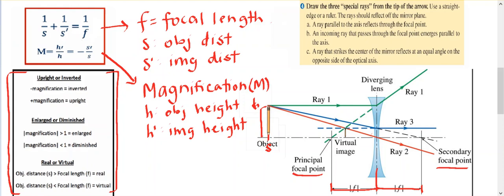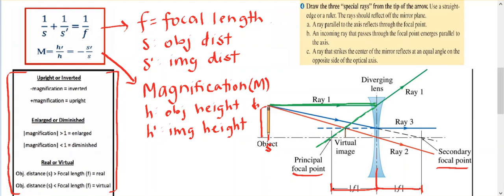And of course, there are infinite numbers of rays that pass through lenses, but we focus on three specific rays. The first ray will be parallel to the axis. So as you see here, ray 1 is parallel to the axis and then reflects through the focal point. So that would be this dotted line that reflects back through your focal point.